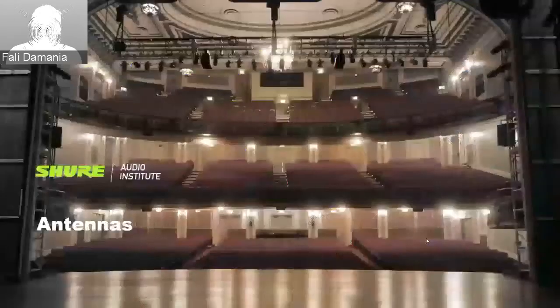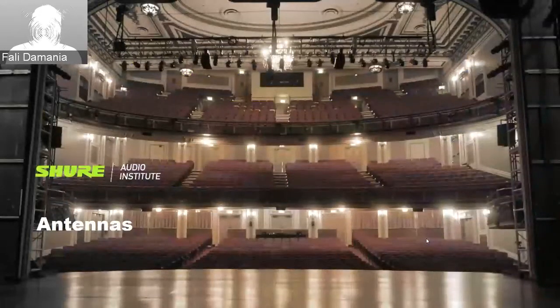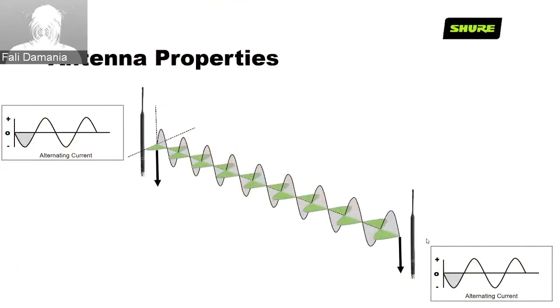Next, let's talk about antennas. If you see this slide, we have two antennas, one transmitting, one receiving. It's very important to note that a receiving antenna can be a transmitting antenna, and a transmitting antenna can also be a receiving antenna. There's no difference.